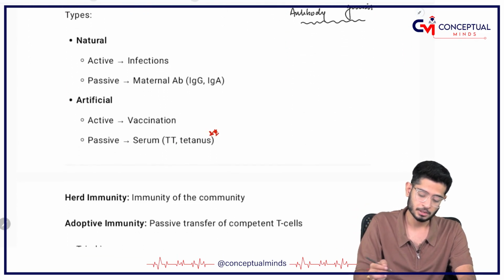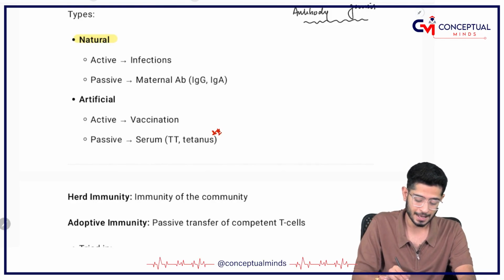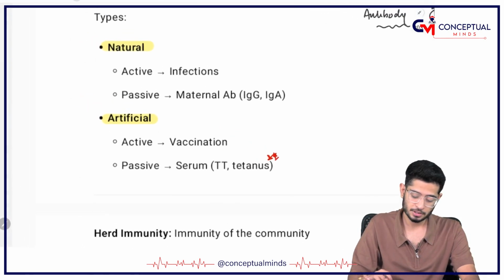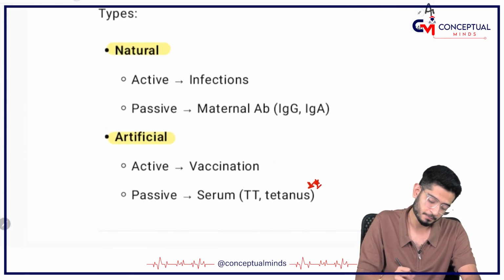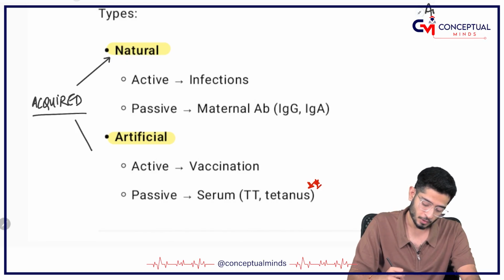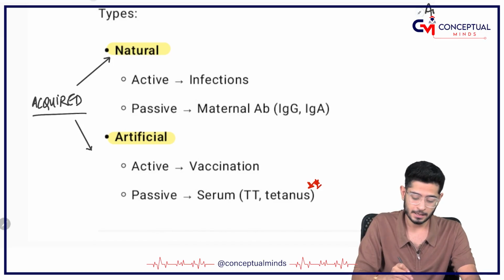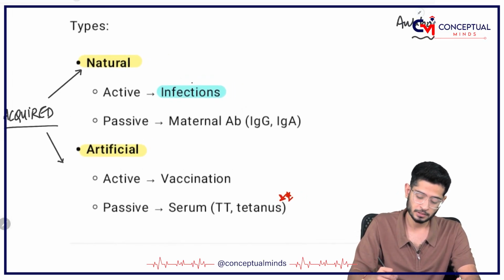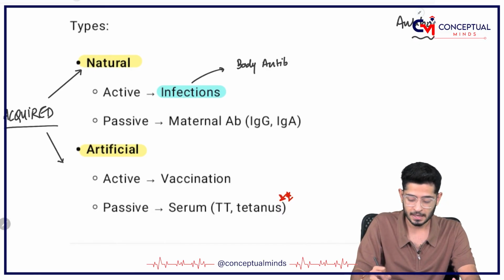Now, if you look more into it, you have natural immunity and artificial immunity. So dear friends, natural immunity and artificial immunity are actually the types of acquired immunity. How you acquire the immunity depends on whether it is a natural method or an artificial method. For example, naturally somebody comes in contact with infections. So what is going to happen? The infection will come, the body is going to generate the antibodies, and of course the memory is going to get created.